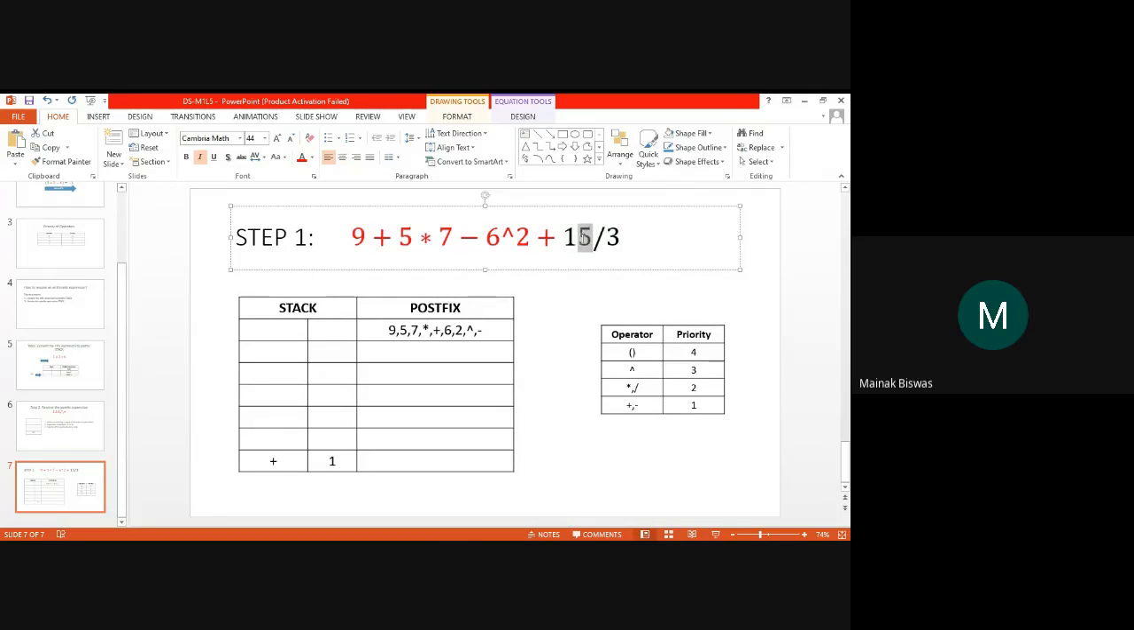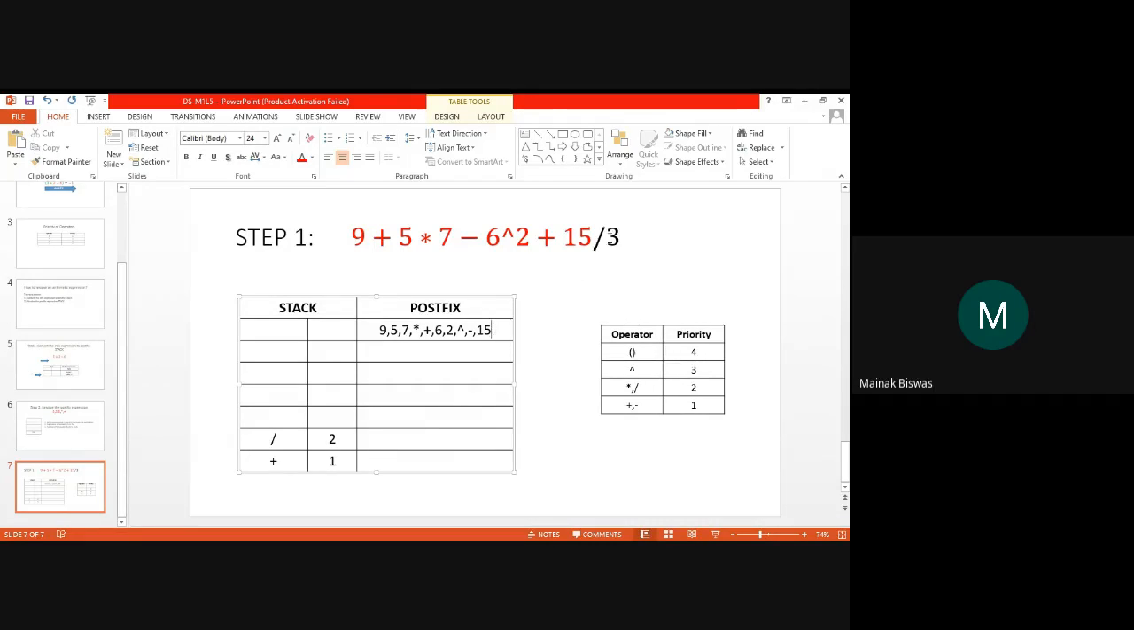Okay. Now the next element in the expression is 15. So 15 is again added to the expression. Then comes the division. Now division has a greater priority. Since this has a greater priority, it can be pushed onto the stack. If it has lesser priority or the same priority, then the stack has to be popped.